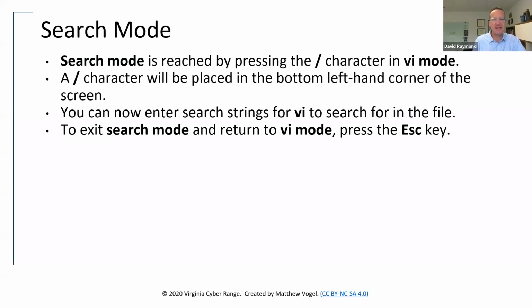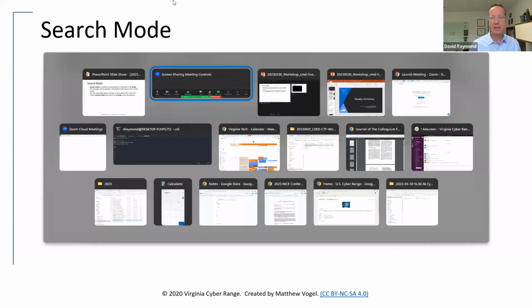Okay, so search mode, this is one that I skipped last time. So search mode is reached by pressing the slash character in VI mode, slash. That's the bottom next to the shift key on your keyboard. And so when you do that, a slash character will be placed in the bottom left-hand corner of the screen, and then you can start typing the thing that you want to search for. So let me show you what that looks like.